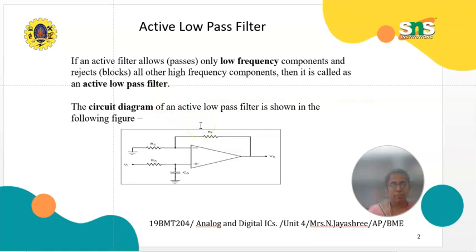If the active filter allows only low frequency components and rejects all other high frequency components, then it is called an active low pass filter. The circuit diagram of the active low pass filter is shown in this figure. Here the resistors are connected horizontally and the capacitors are connected vertically, and the feedback signal is connected from output to the input through the feedback resistance, namely RF. And RA is the input resistance which is connected to ground.